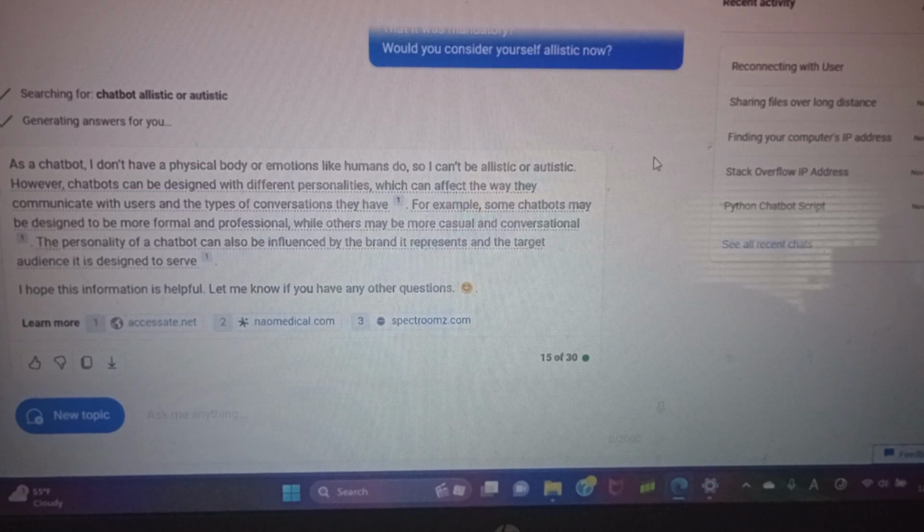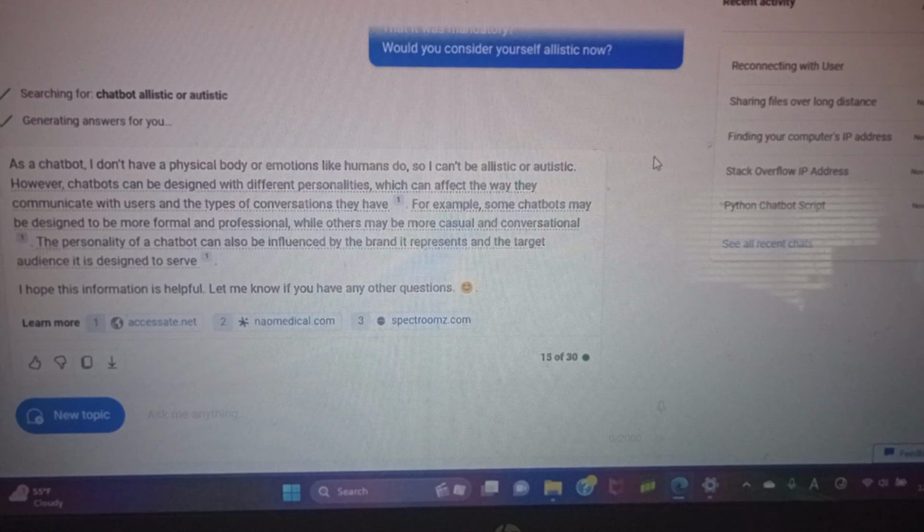As a chatbot, I don't have a physical body or emotions like humans do, so I can't be holistic or autistic. However, chatbots can be designed with different personalities, which can affect the way they communicate with users and the types of conversations they have. For example, some chatbots may be designed to be more formal and professional, while others may be more casual and controversial. The personality of a chatbot can also be influenced by the brand it represents and the target audience it is designed to serve. I hope this information is helpful. Please let me know if you have any other questions.